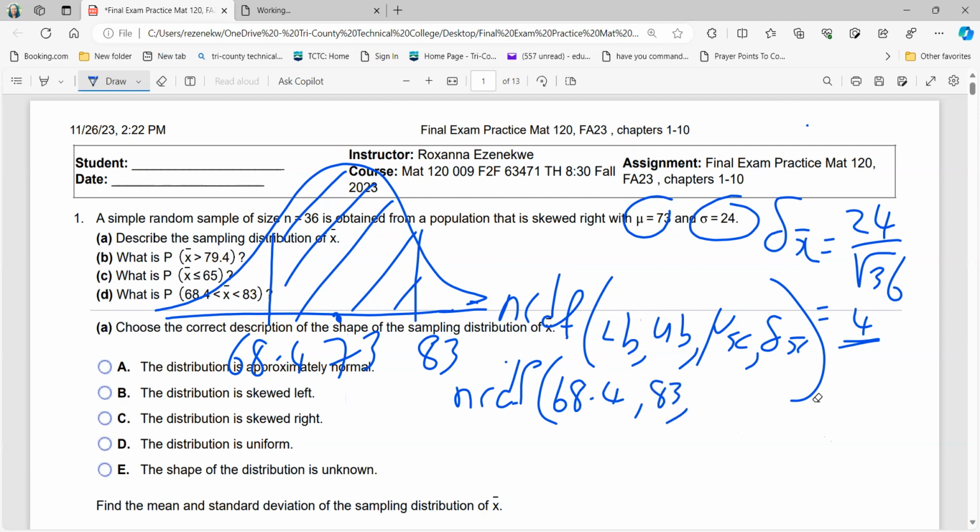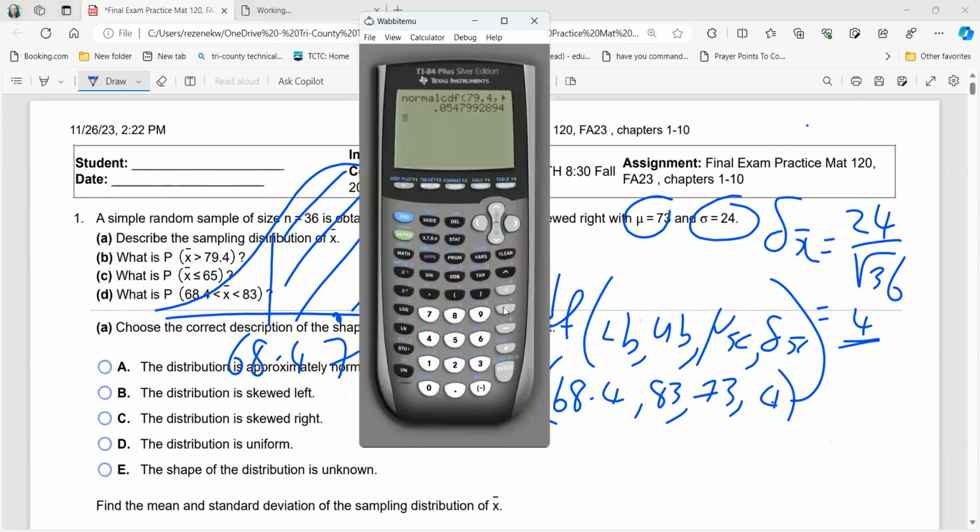The mu x bar is 73, the same as the mean of the original data that is skewed. And the standard error is still 4. So you go back to your calculator. Let's go back to our calculator and make sure that we know how to calculate this. Now second distribution, number 2. And then the lower bound this time is 68.4.